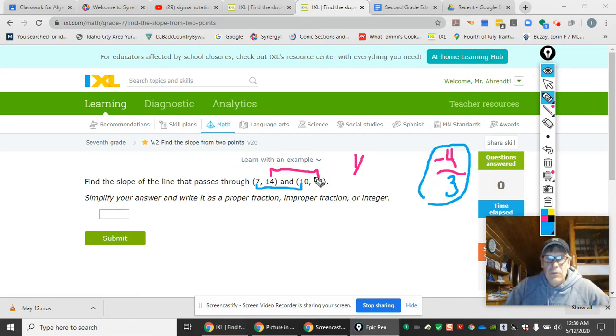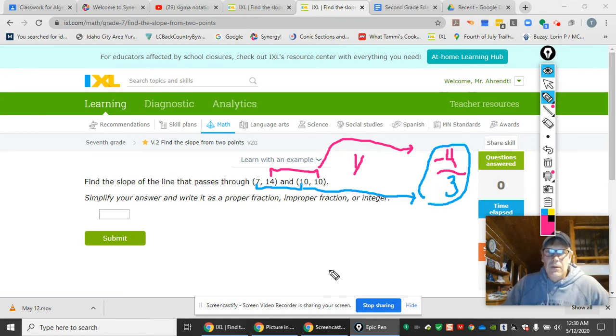It's the jump in your y, or the drop in your y, and the jump in your x. Remember, the x goes on the bottom. Okay? And then your y is going to go on the top. Okay? Because y is rise. That's the y-axis. And run is your x.